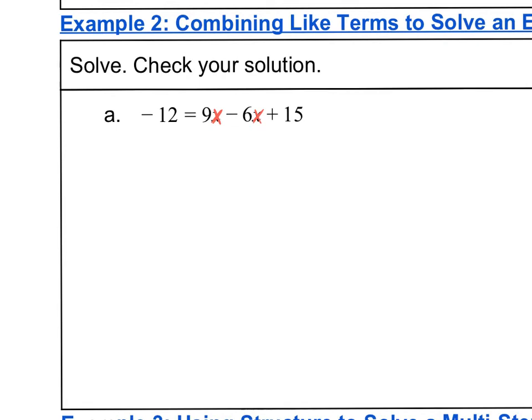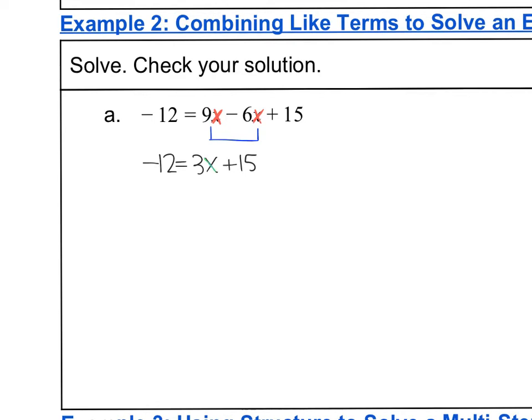Combining like terms means adding anything that has the same variable. So 9x and negative 6x have the same variable, so I'm going to put lines underneath them. And I'm going to add those together, 9x and minus 6x. 9 minus 6 is 3. Everything else stays the same, so it's still negative 12 equals, but now it's 3x, and there's still a plus 15.